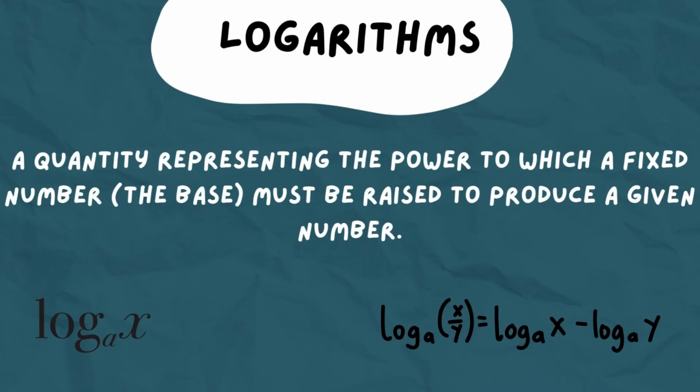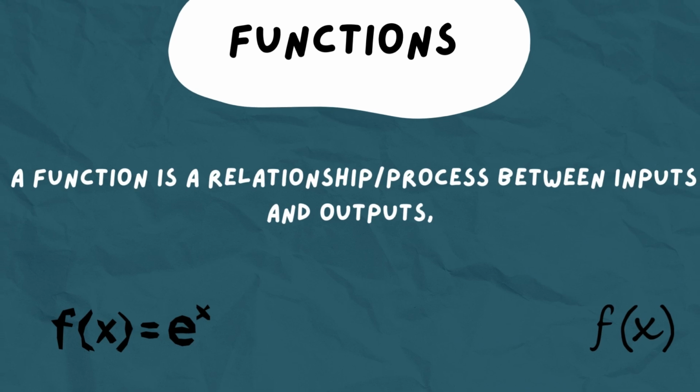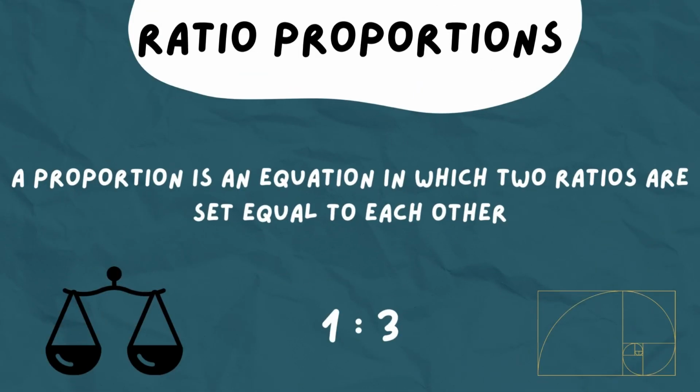Logarithms. A quantity representation, the power to which a fixed number, the base, must be raised to produce a given number. Functions. A function is a relationship process between inputs and outputs. Ratio and proportions. A proportion is an equation in which two ratios are set equal to each other.